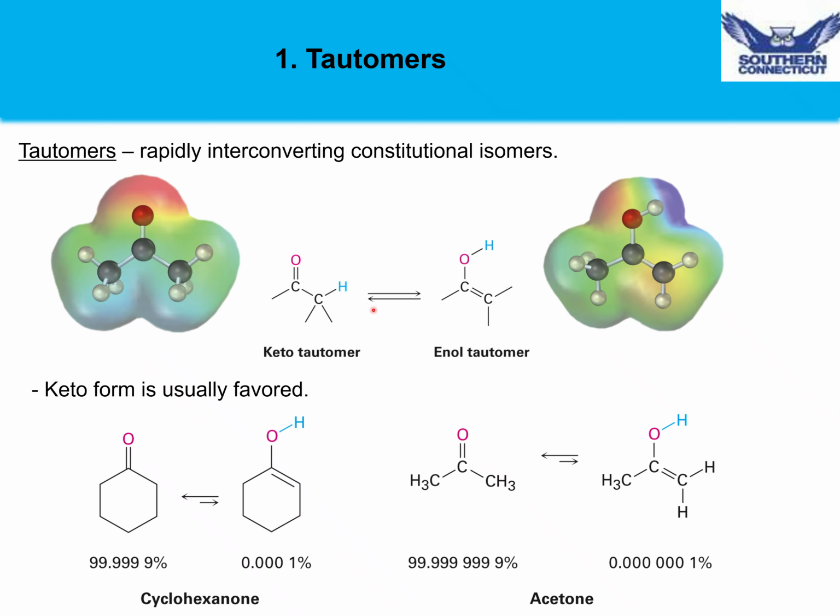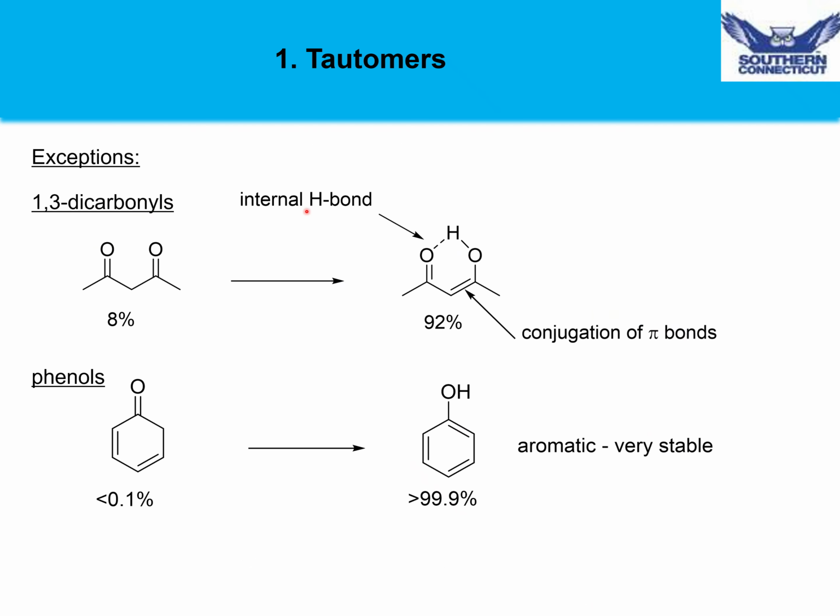In general, the keto form for most carbonyl compounds will be favored. As an example, for cyclohexanone, close to 100% of all molecules will be found in the keto form, and for acetone, even more so. There are a few examples where the enol form is favored over the keto form.